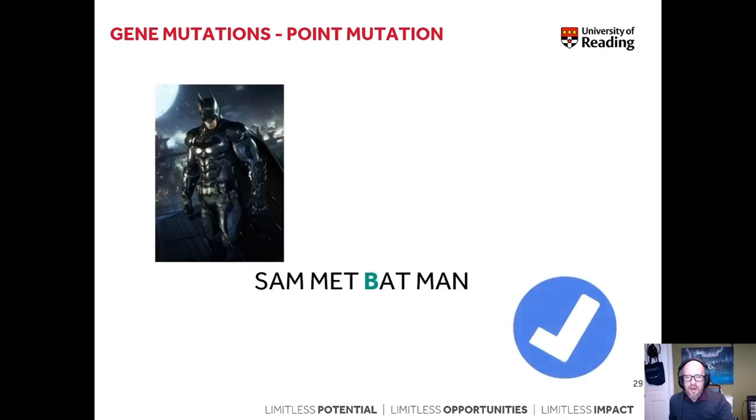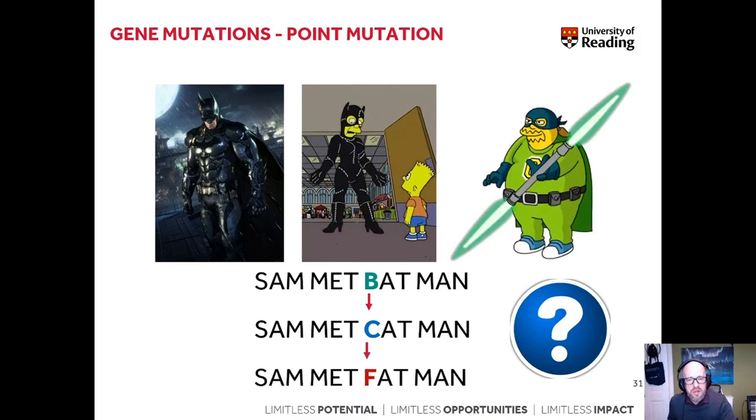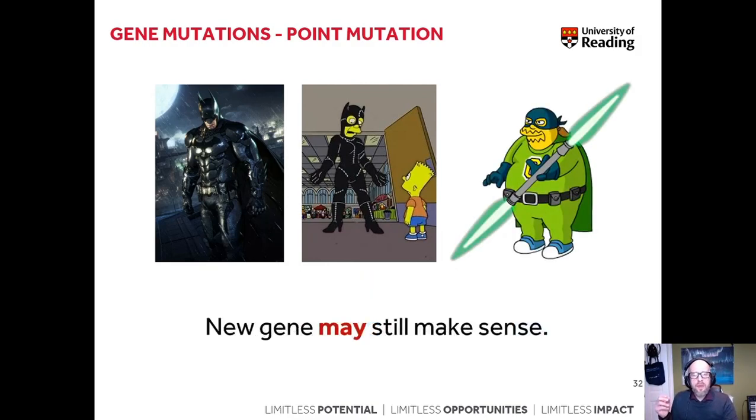Here, if the sentence makes sense, the base could be substituted and the following sequence could still make sense, right? And since our genetic code is degenerate, there are many permutations that we could imagine. So again, the new gene may still make sense, but the function might be totally different.